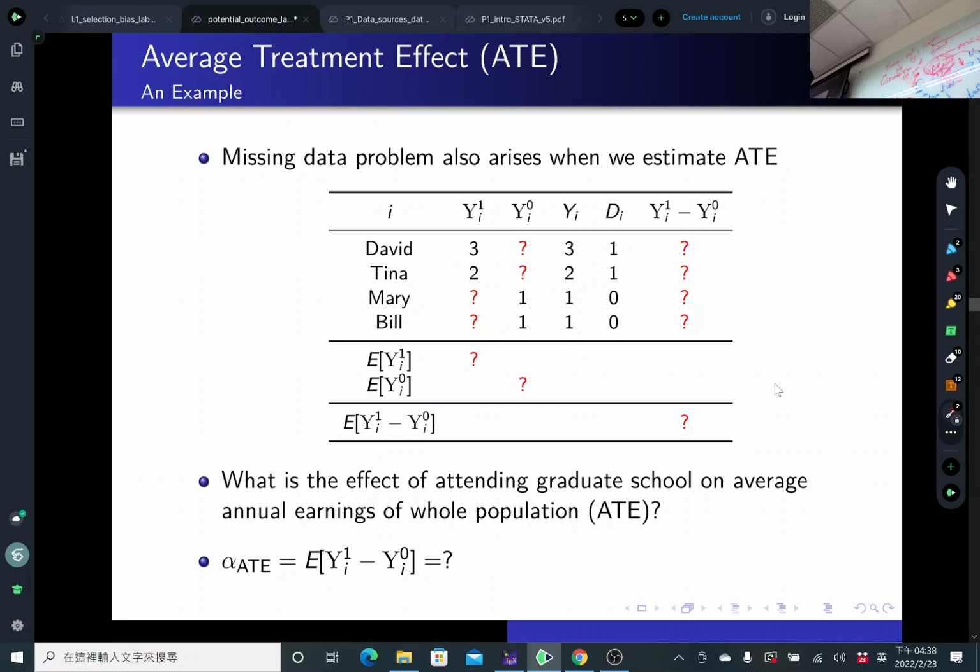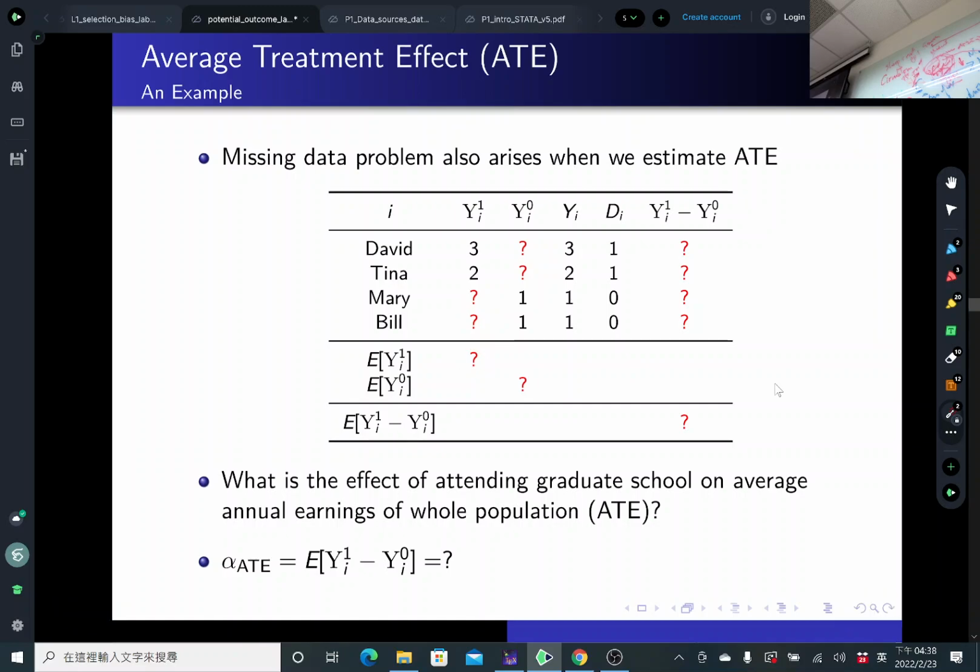Okay. So how do we estimate the ATE, average treatment effect? Basically, we want to know for these 4 people on average what's their Y1, what's their annual earning if these 4 people go to grade school. So basically we want to calculate this Y1. But for this example, we only know Davy and Tina if they go to grade school, what they earn. We don't know Mary and Bill. So we cannot calculate this.